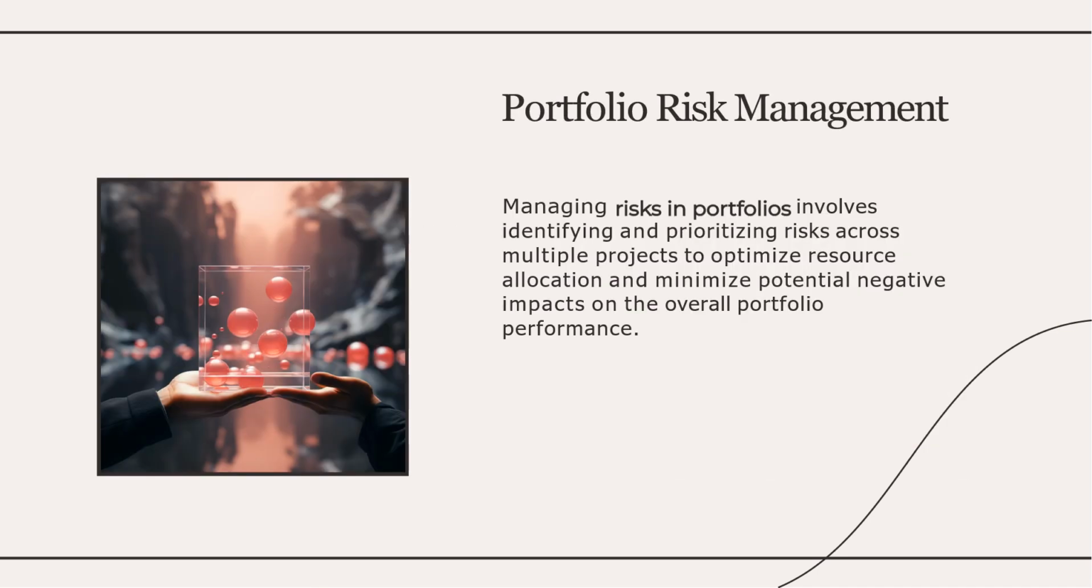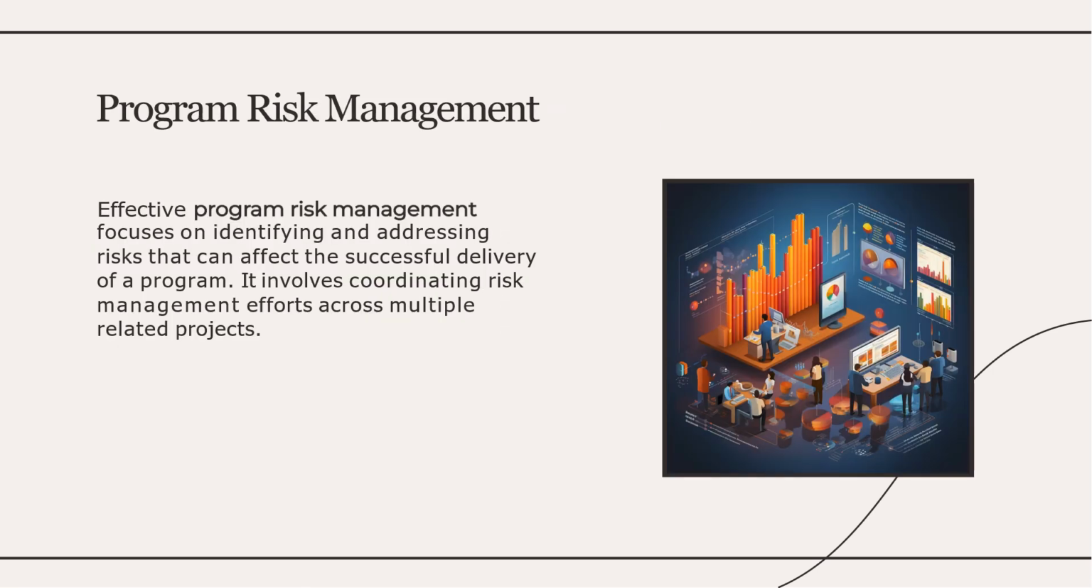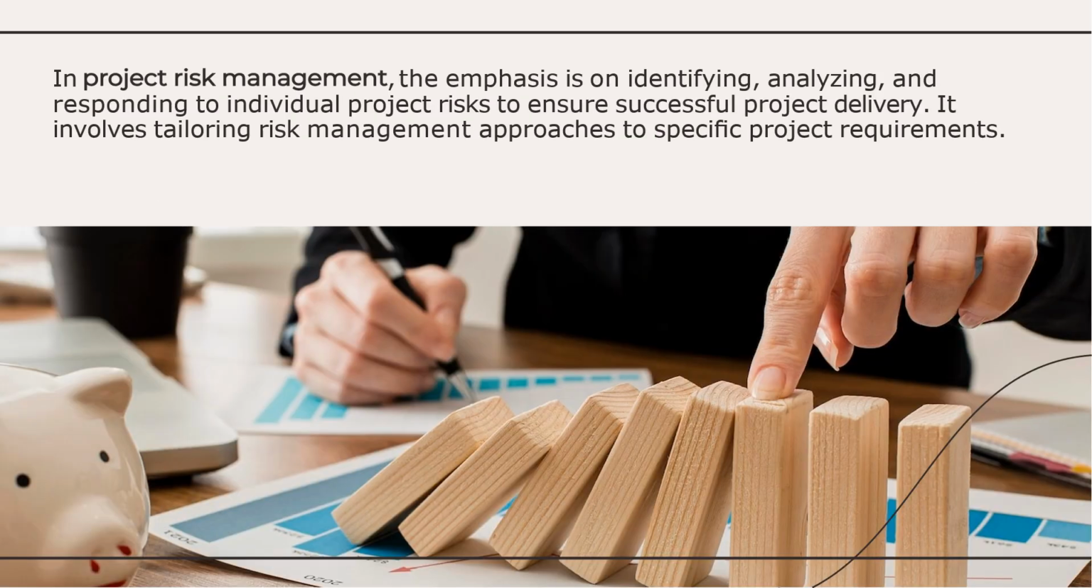Portfolio risk management. Managing risk in the portfolio involves identifying and prioritizing risk across multiple projects to optimize resource allocation and minimize the potential negative impact on the overall portfolio performance. Program risk management. Effective program risk management focuses on identifying and addressing the risks that can affect the successful delivery of a program. It involves coordinating risk management efforts across multiple related projects thereby.